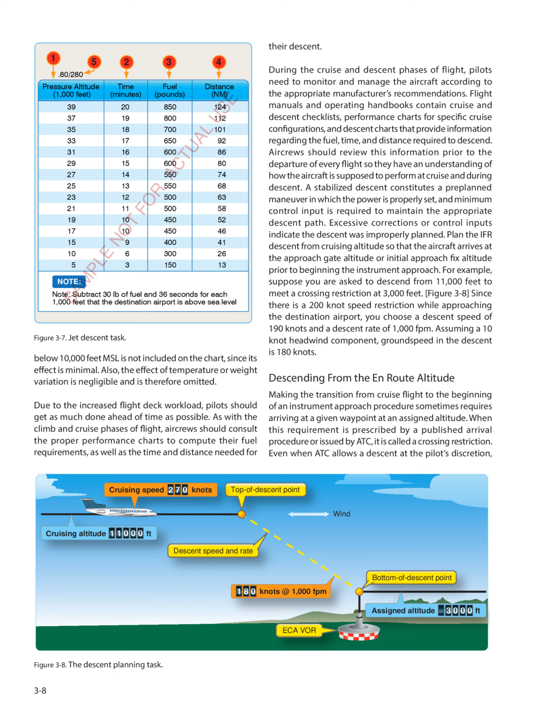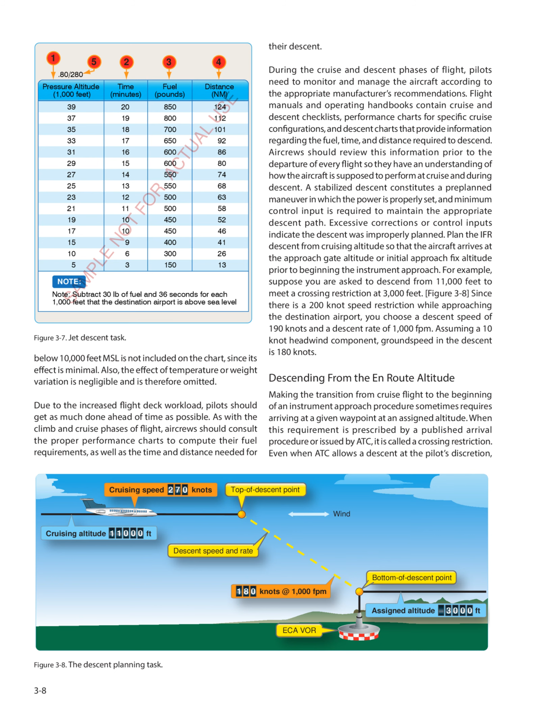As with the climb and cruise phases of flight, air crews should consult the proper performance charts to compute their fuel requirements, as well as the time and distance needed for their descent. During the cruise and descent phases of flight, pilots need to monitor and manage the aircraft according to the appropriate manufacturer's recommendations. Flight manuals and operating handbooks contain cruise and descent checklists, performance charts for specific cruise configurations, and descent charts that provide information regarding the fuel, time, and distance required to descend.